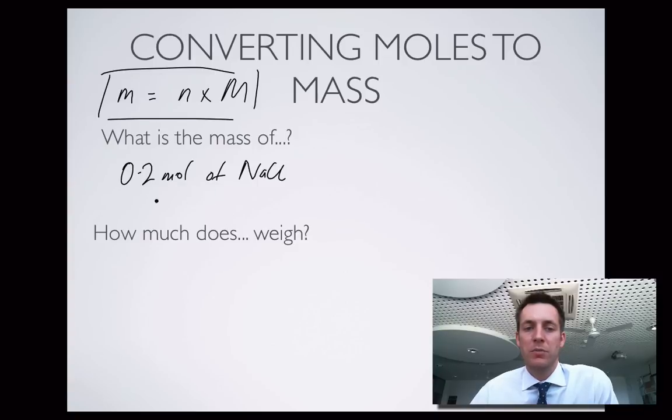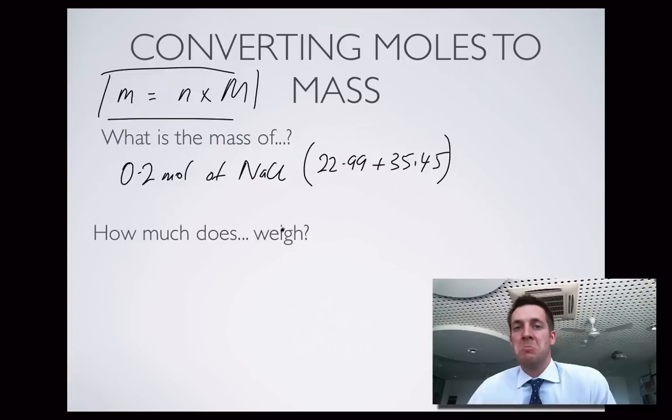Okay, so n is 0.2. What's big M? Well, I've got to find that out from the periodic table. It's 22.99, which is sodium, plus 35.45 for chlorine. Add those 2 things together, multiply by 0.2, and I've got the mass of this amount of substance.